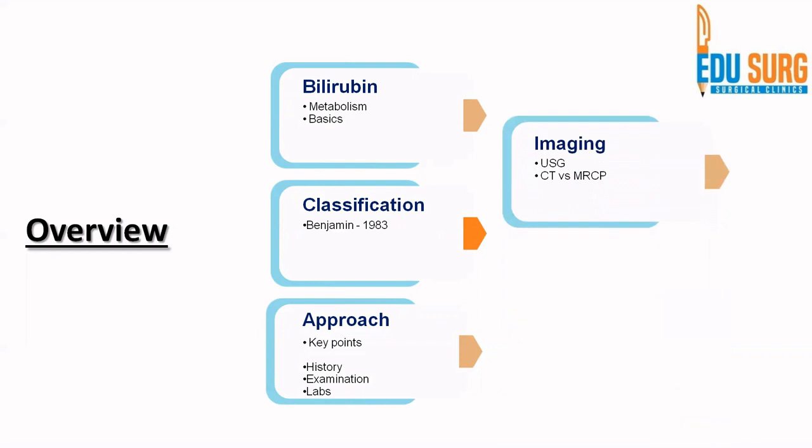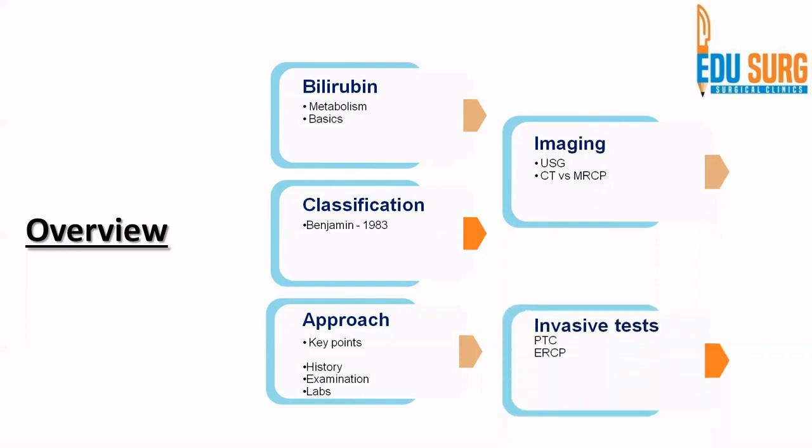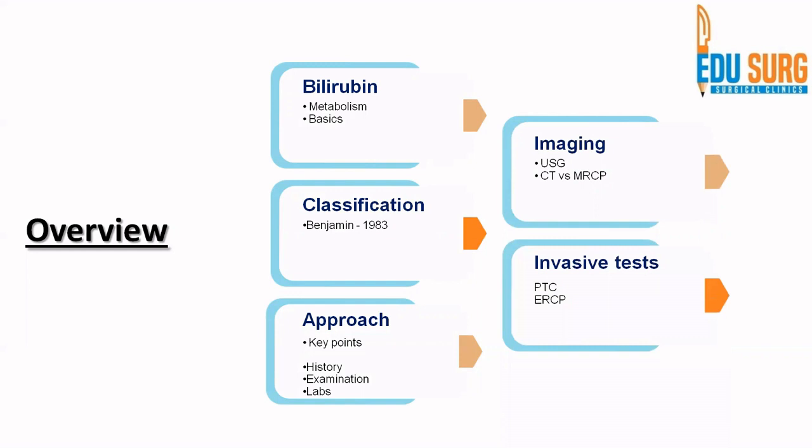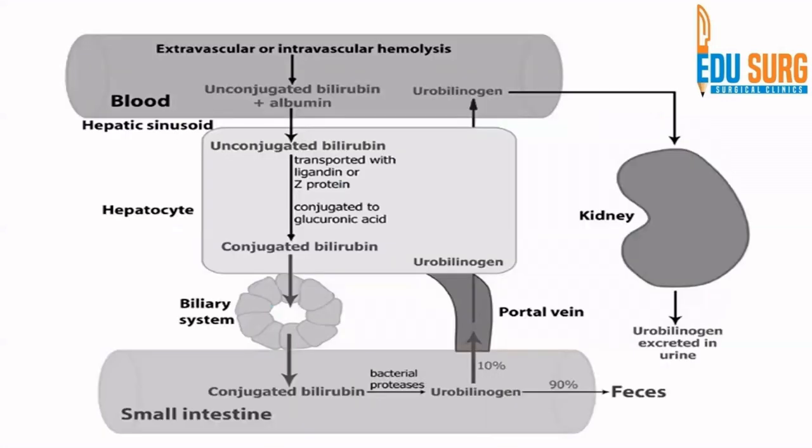We will look at the imaging approach, USG, and the standard question of CT scan versus MRCP, as well as the invasive tests, percutaneous transhepatic cholangiography and ERCP. If you know all these points and the practical applicability of all these points, then the case of obstructive jaundice as well as the multiple choice questions on obstructive jaundice become very clear. So let us see them one by one.